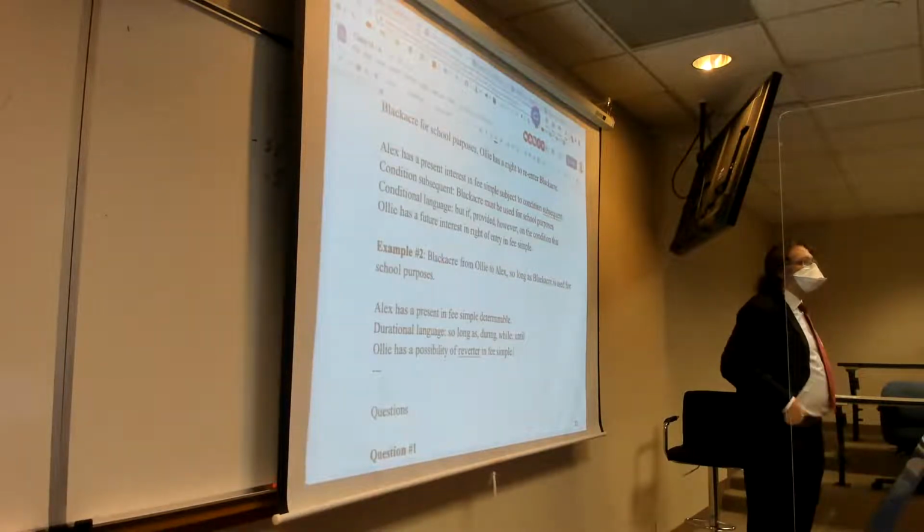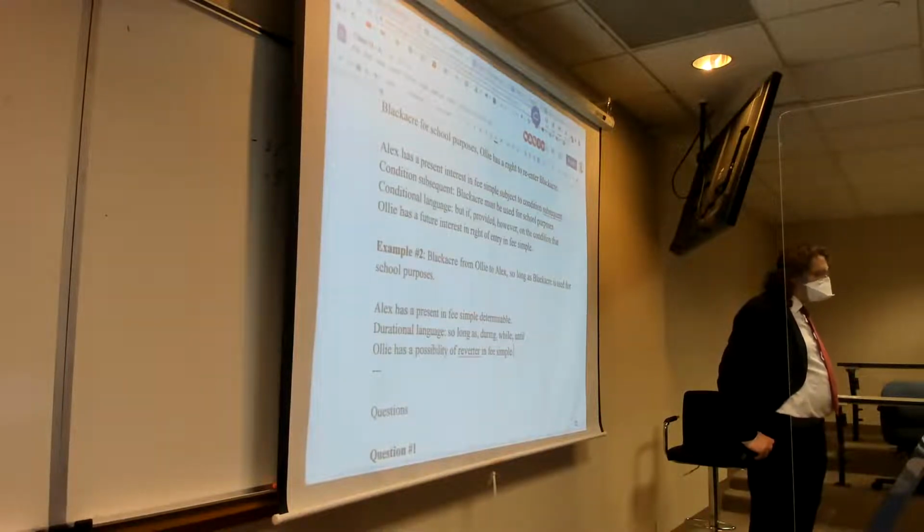What was the question? Sorry, I think he got that one, but then he was looking for the other definition for fee simple determinable. So that was... What future interest with a fee simple determinable? The future interest is possibility of reverter.